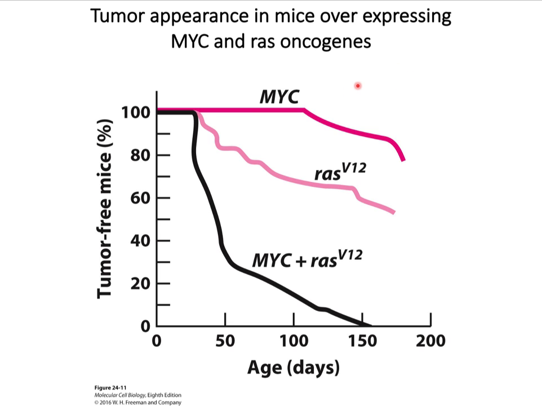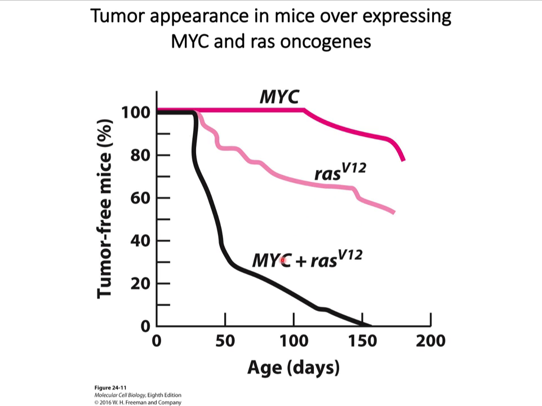So when the scientists monitored these mice over time and calculated the percentage of tumor-free mice, you can see that mice that are expressing just the MYC oncogene remain tumor-free for quite some time, maybe under 125 days or so. And then you start to see tumors accumulating in these mice. So MYC is kind of a weak oncogene. RAS has a little bit more oncogenic potential. If mice are expressing just the RAS oncogene, you can see maybe the first 40-45 days they are tumor-free, and then you start to see tumors appearing in these mice. And that's exemplified by the fact that the percentage of tumor-free mice is declining.